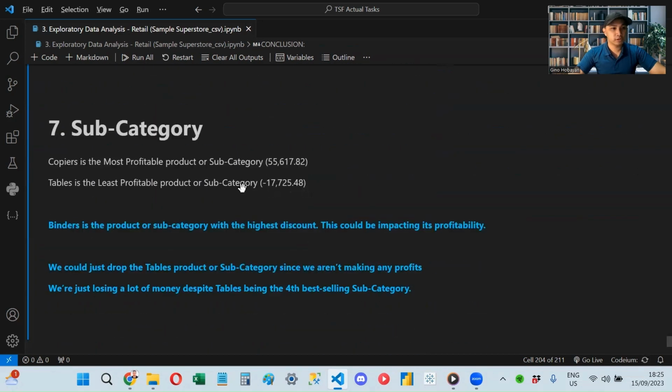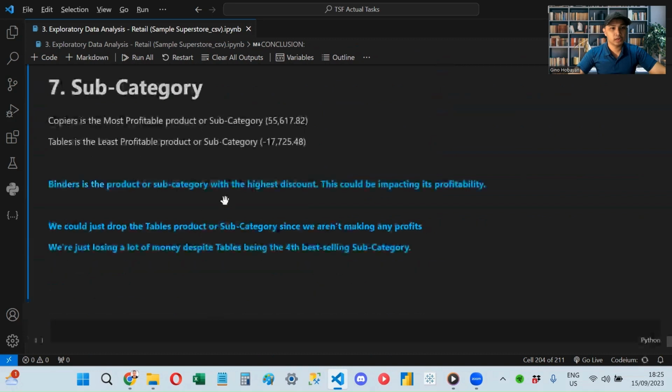So for the subcategory, binders has a very high discount, so that could be impacting its profitability. And in the tables, we're not really making any profit despite making a lot of sales, just like in its category, the furnitures. So a suggestion could be we could just drop the tables product for that subcategory, since we're losing a lot of money despite it being the 4th best selling subcategory or product.